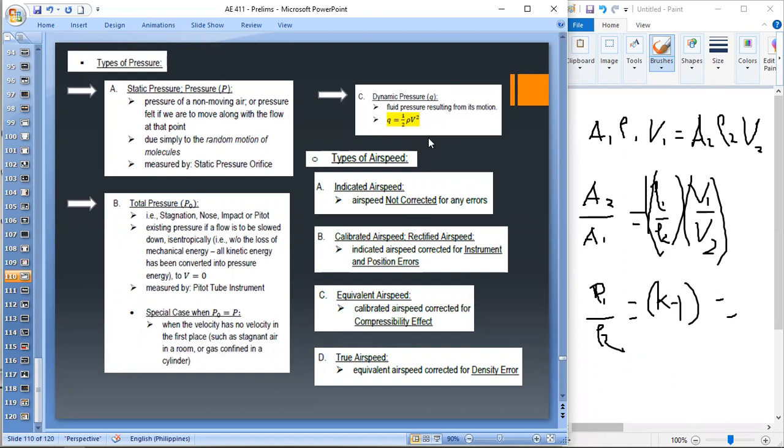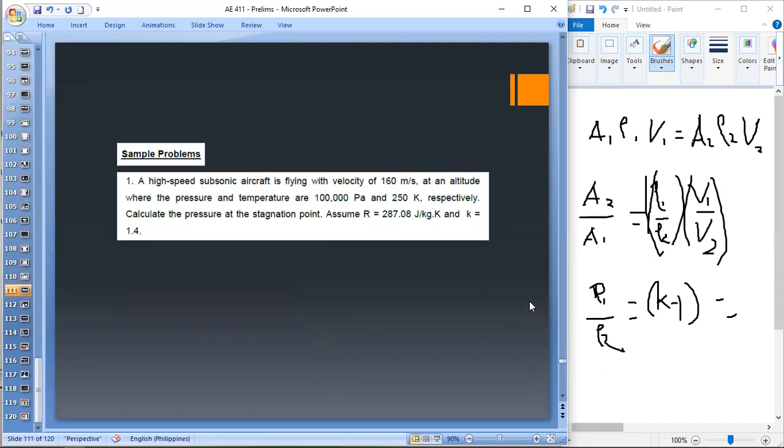So we have types of airspeed. Simplified airspeed is not corrected for any errors. Calibrated airspeed, or rectified airspeed, we have indicated airspeed, corrected for instrument and position errors. And then we have equivalent airspeed, which is calibrated airspeed corrected for compressibility effect. Then true airspeed, which is equivalent airspeed corrected for density. So yung mga different types of airspeed natin. Okay, so we have a sample problem here.